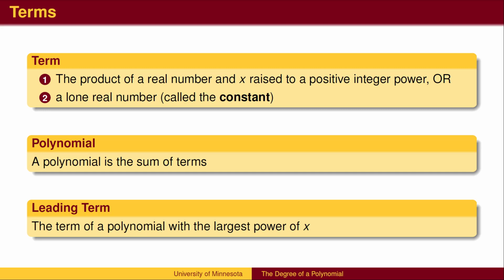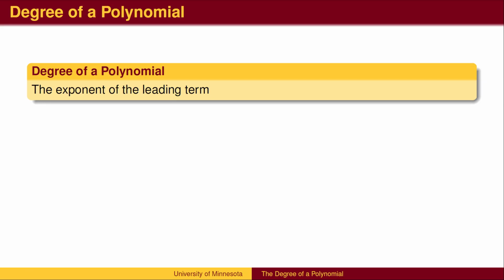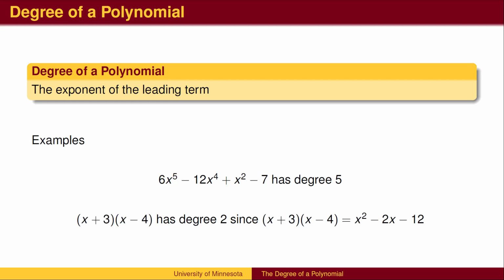The leading term is the term of a polynomial with the largest power of x. The degree of a polynomial is the exponent of the leading term. That is, the degree is the largest power on x in the polynomial. For example, this polynomial has degree 5 since the largest exponent is 5. This expression has degree 2.